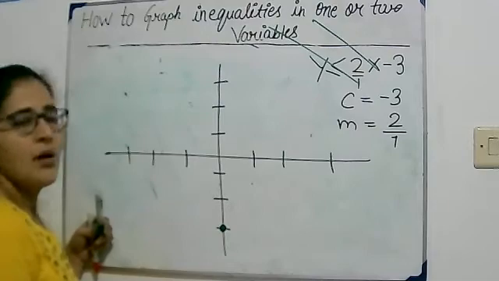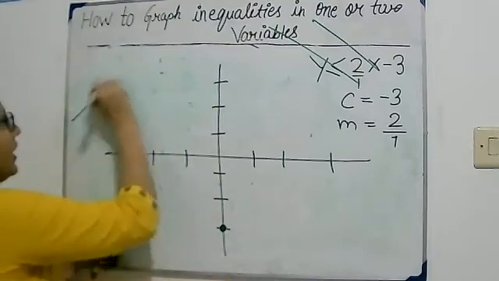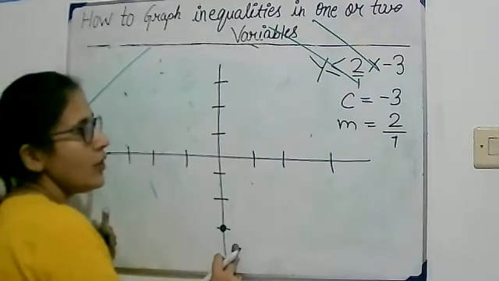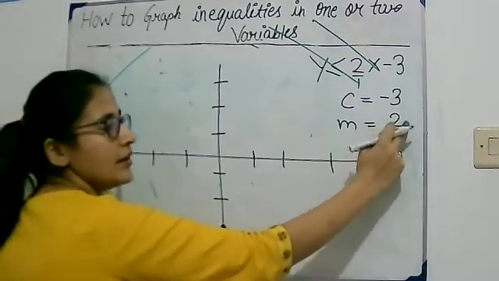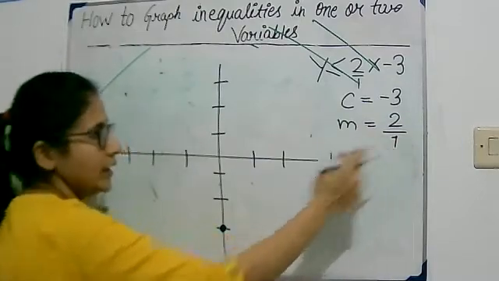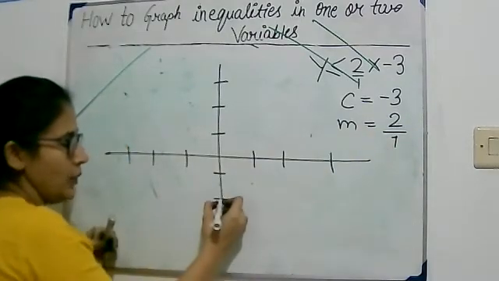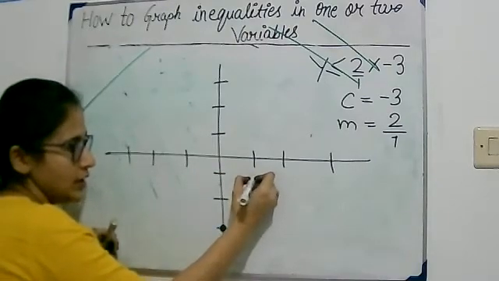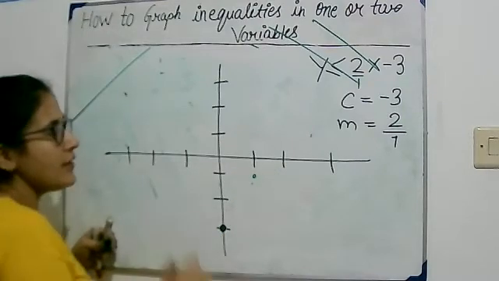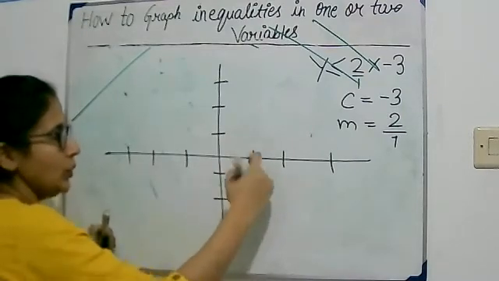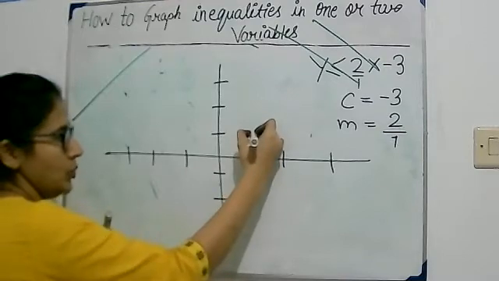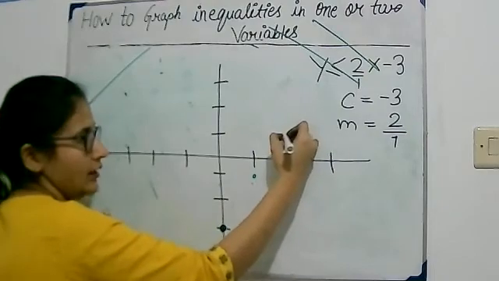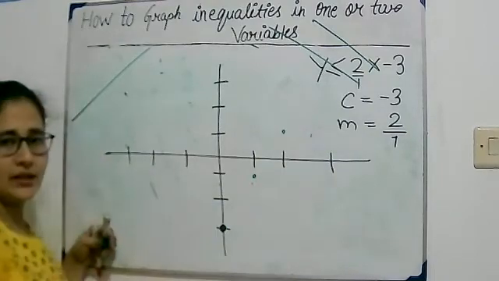Here also it is a positive slope. So the direction of the line will be like this. What is the gradient? Rise is 2 and run is 1 unit. So rise 2 units, 1 and 2. Run is 1 unit, like this. Again rise from this point 2 units, 1, 2, and run will be on the x-axis, right side, horizontal. The next point is like this.